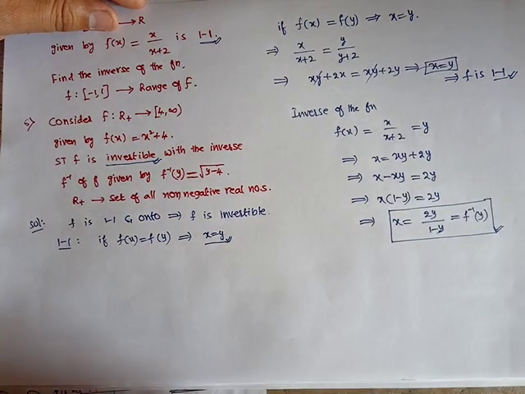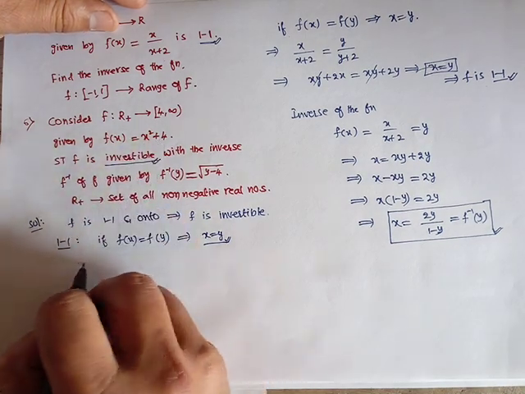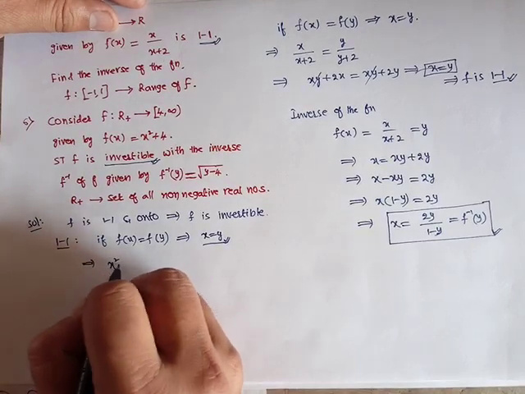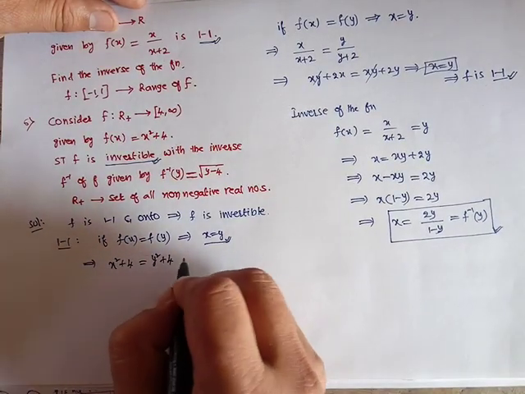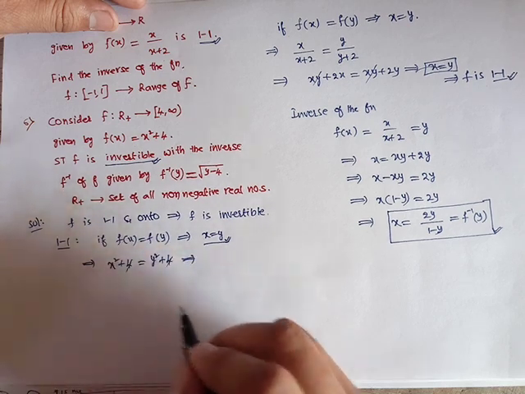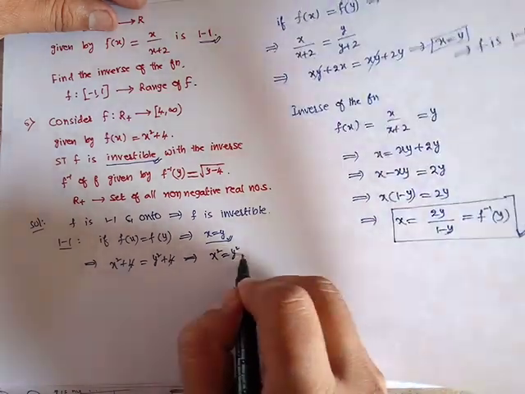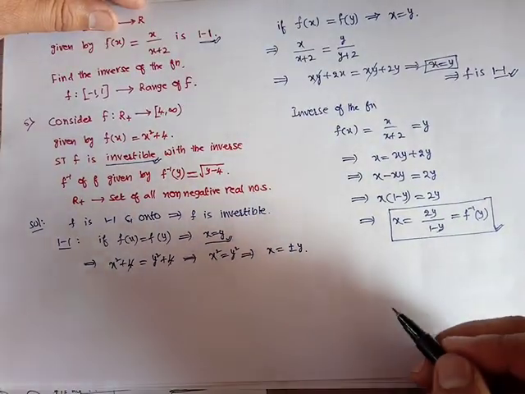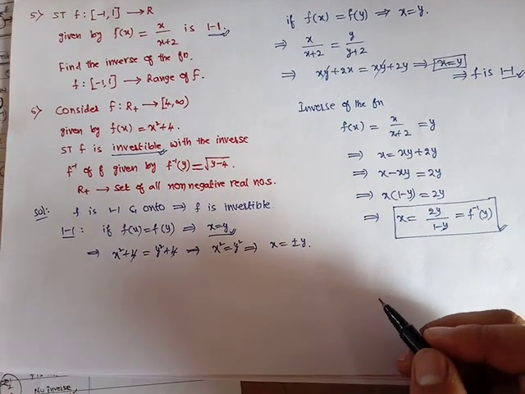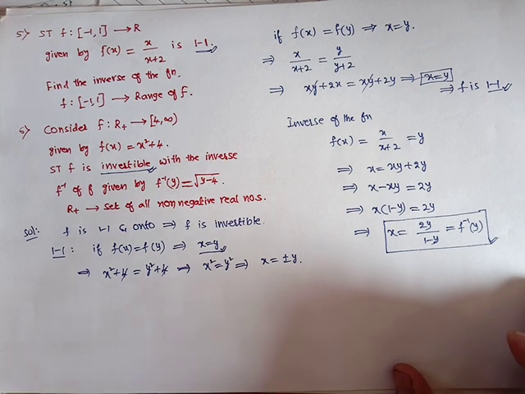Then what is your f(x) and f(y)? f(x) = x² + 4, so this implies x² + 4 = y² + 4. The plus 4 and plus 4 get cancelled, then x² = y². This implies x = plus or minus y. Generally, if x² = y², then x = plus or minus y.